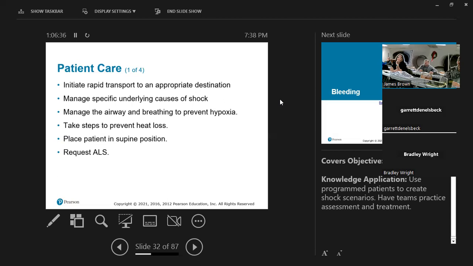Neither one of us are doctors. So, you get someone who's really into the endocrine system and stuff like that, they could probably give you actual timelines on it. But that's why we don't worry about it. We just give them to the hospital, let someone else take care of it.